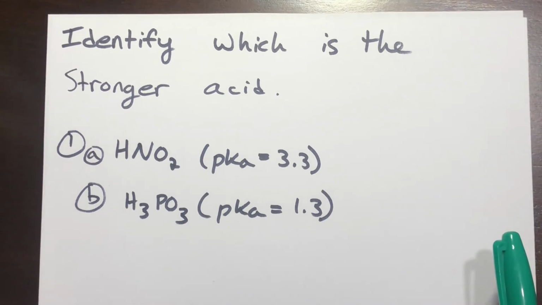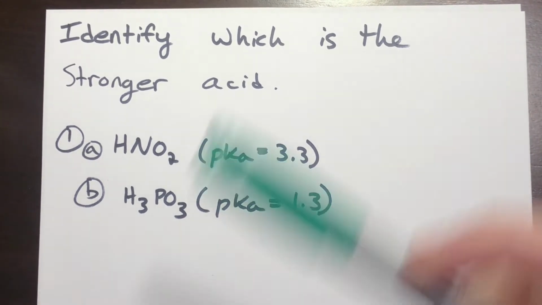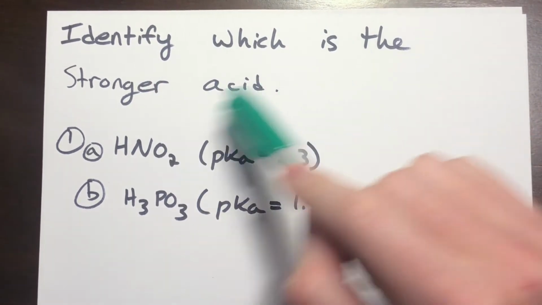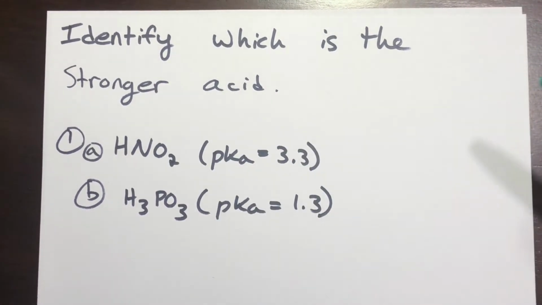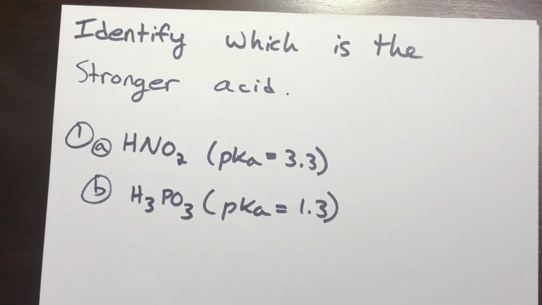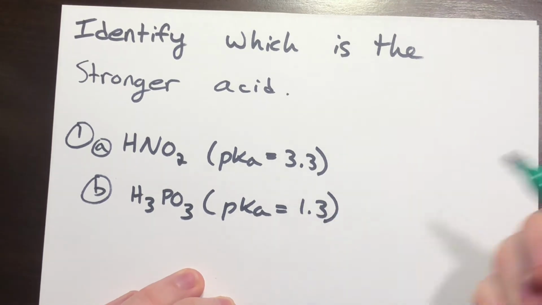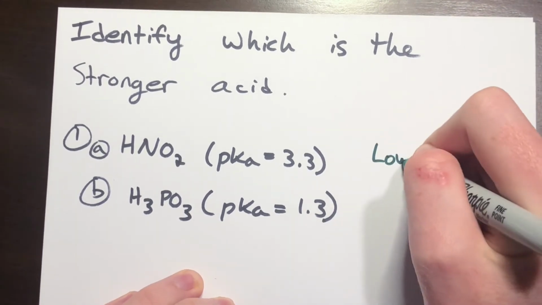Okay, for the remainder of the video, we will work through several examples as usual. So here, the first thing that we need to do is identify which is the stronger acid. And again, we're always talking about Bronsted-Lowry acids and bases in this video. So here, all we have to do is compare the pKa's since they're given to us. So here, we have 3.3 and 1.3. The lower the pKa, the stronger the acid.